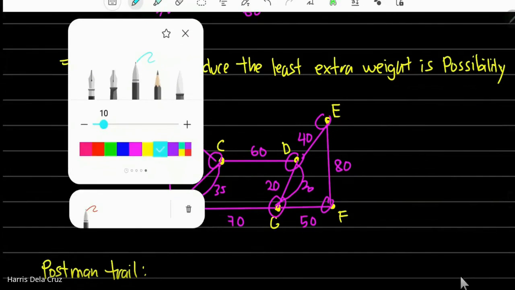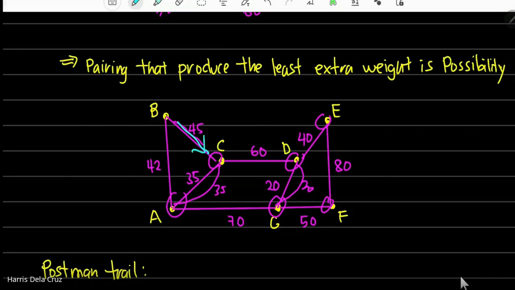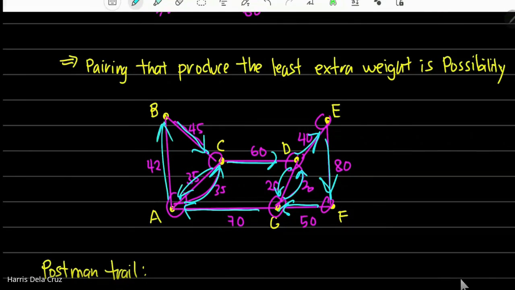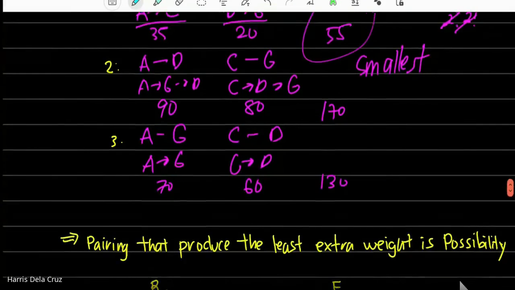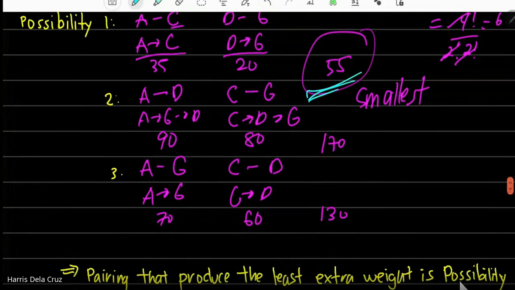Let's find the path. So, B to C, that's 1. C to D, D to E, E to F, F to G, and then daanan ko na yung road na to. Tapos, diretso ako sa A. And then from A, daanan ko ulit yung dalawang additional na to. And then, balik ako kay B. So, together with the added path, nadaanan natin yung lahat ng path exactly once. Except dun sa dinoble natin yung road. Pero that's the minimum, the least additional weight that we can have.